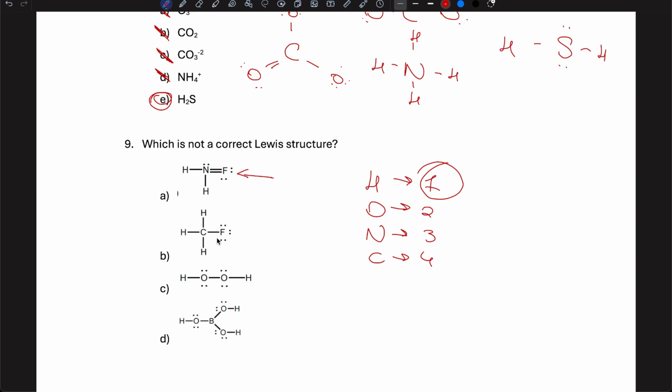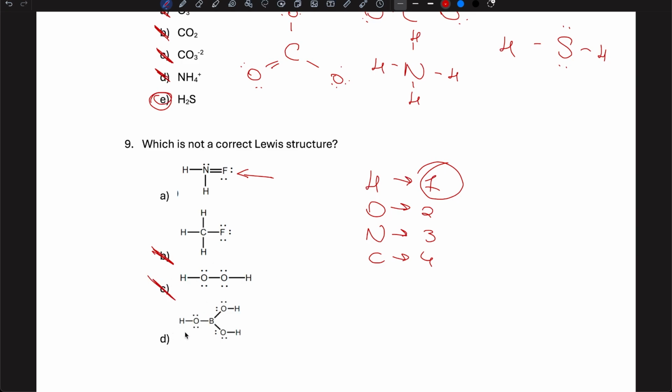Hydrogen in each of these has 1 bond. Carbon has 4 bonds. Fluorine has 1 bond. Everything is the way it's supposed to be. So this is correct. Oxygen has 2 bonds. Oxygen has 2 bonds. Hydrogen has 1 bond. Hydrogen has 1 bond. So this is a correct structure.